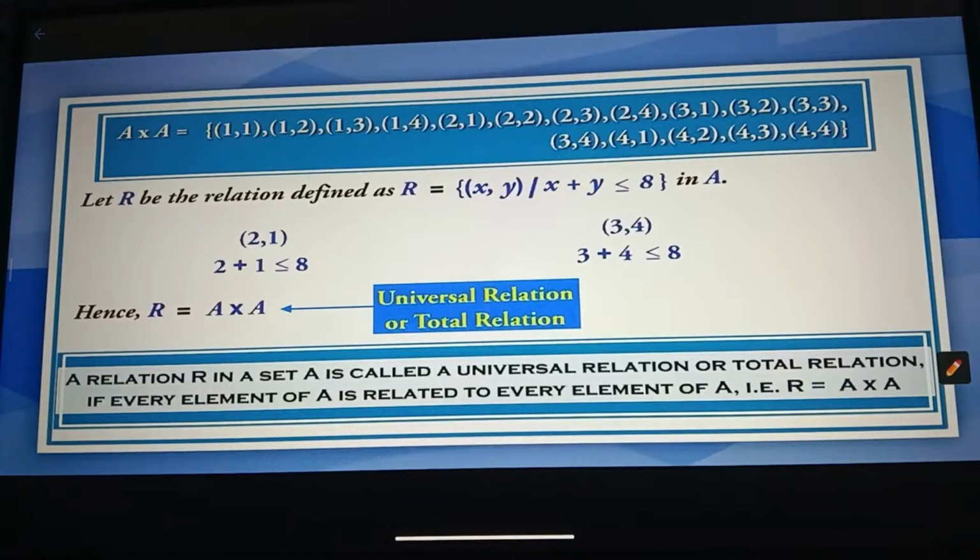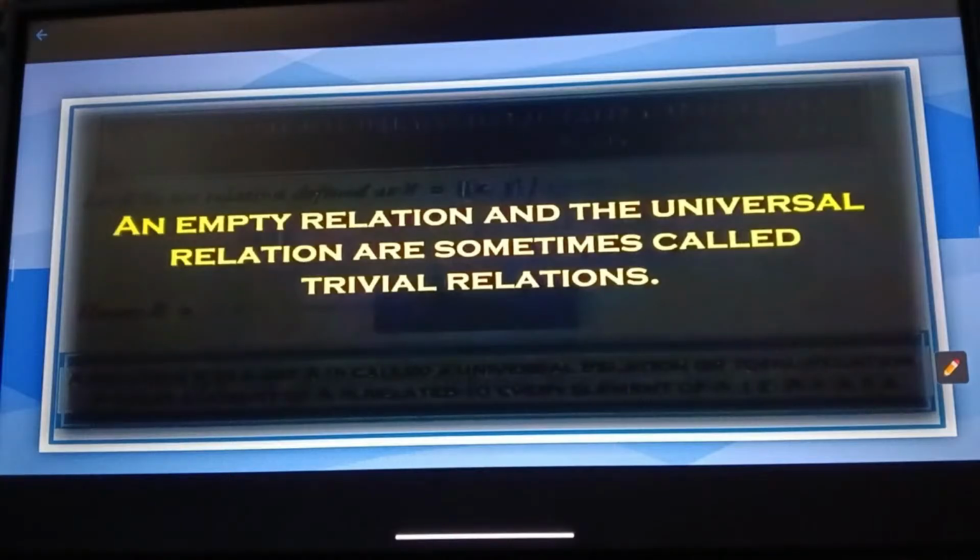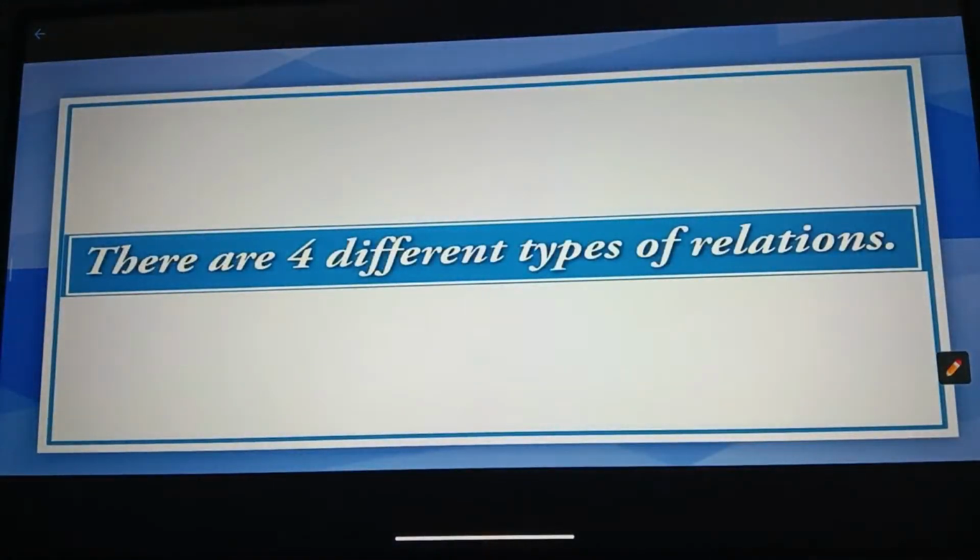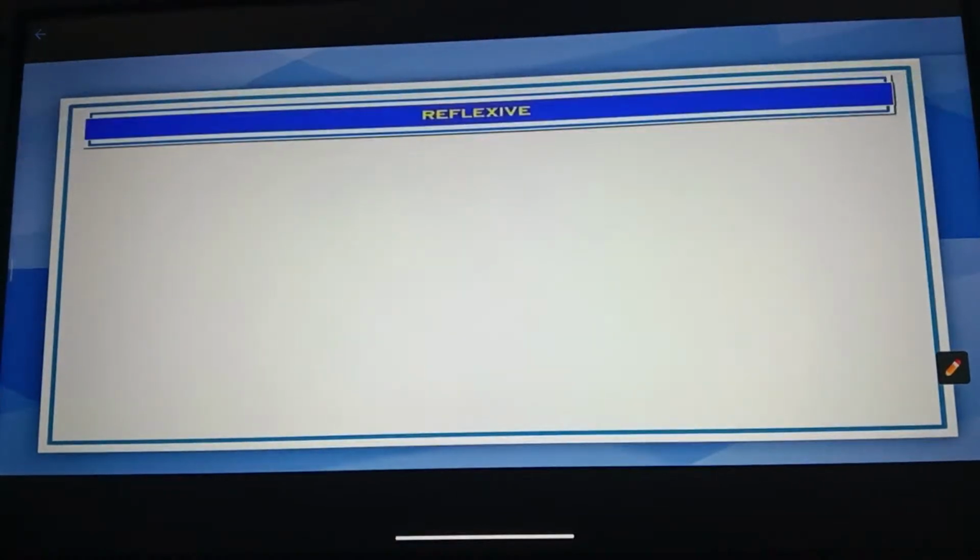Mathematically, a relation R in a set A is called a universal relation or total relation if every element of A is related to every element of A, that is, R is equal to A cross A. An empty relation and the universal relation are sometimes called trivial relations. There are 4 different types of relations. Let's first see when a relation is said to be reflexive.